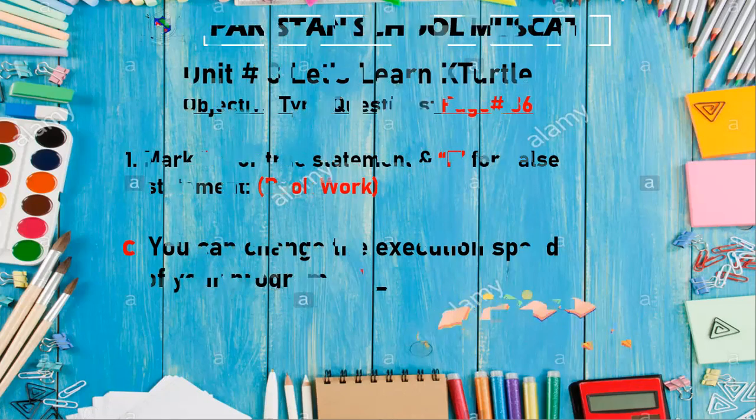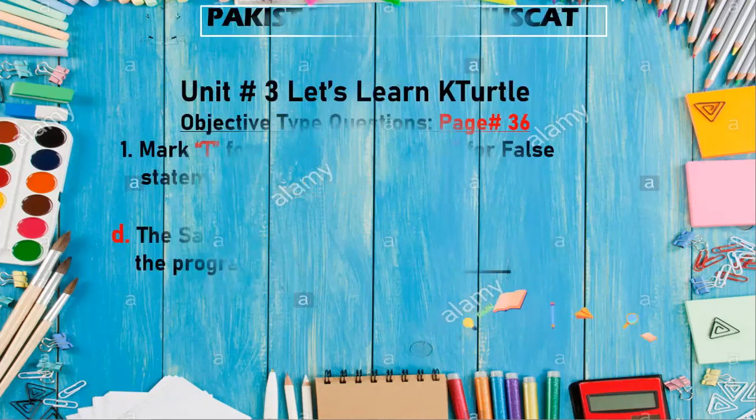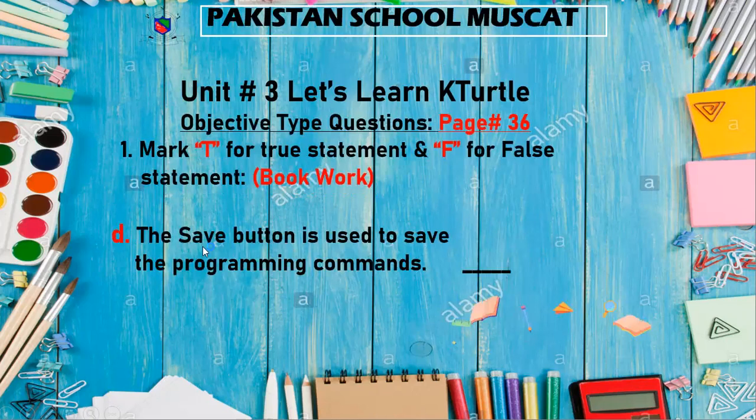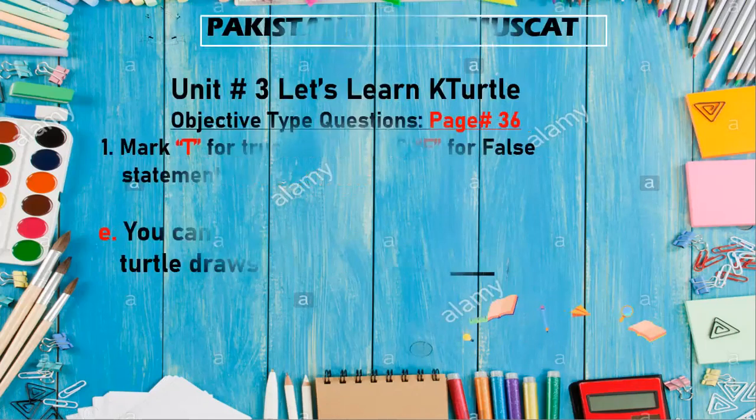Now we move on to part D. Here we have part D. The save button is used to save the programming commands which you have already written in KTurtle. Yes, that's correct. That it is used to save the commands you have written in it. So this is a true statement and you have to mark it true. T. Remember, my children, this is a book work and that's from your book page number 36. Now we move on to the last part for today.